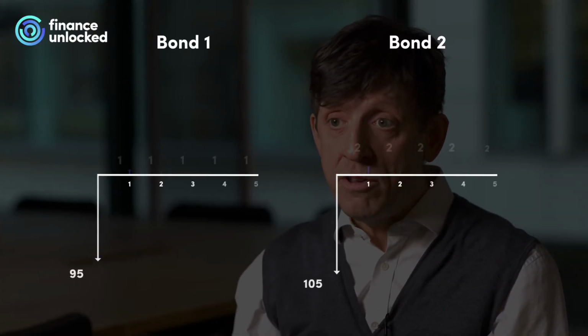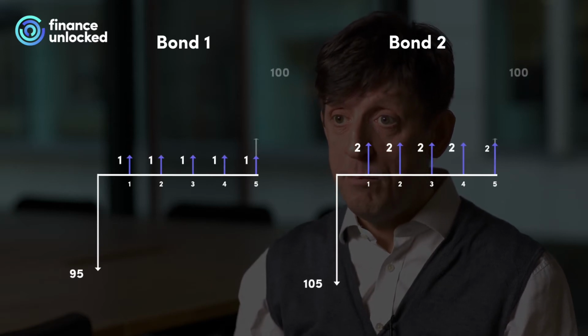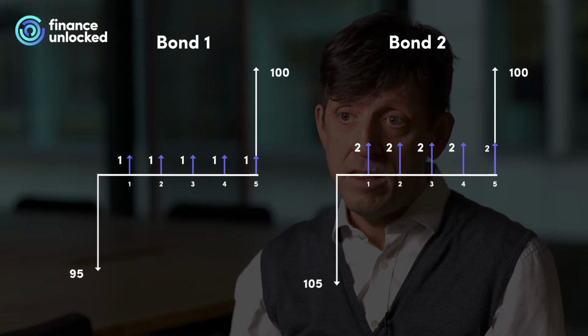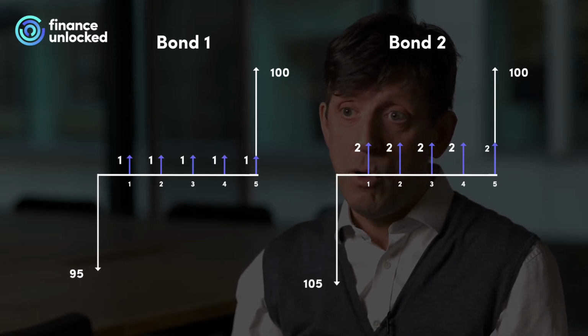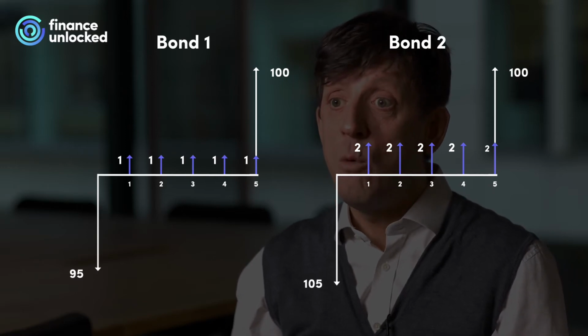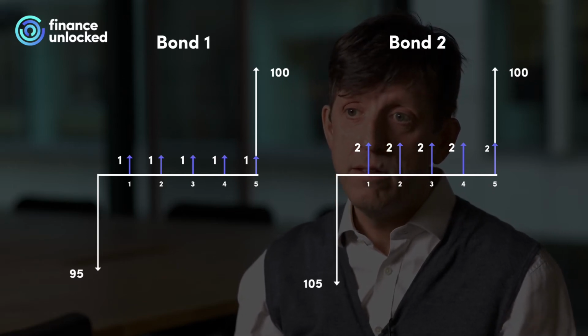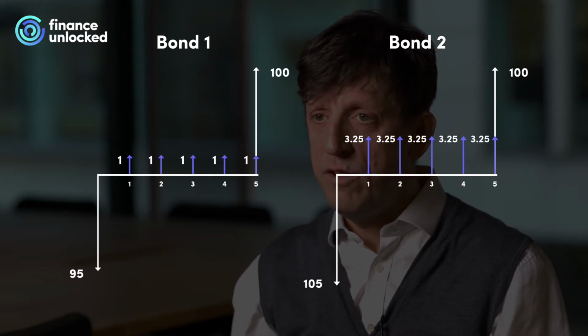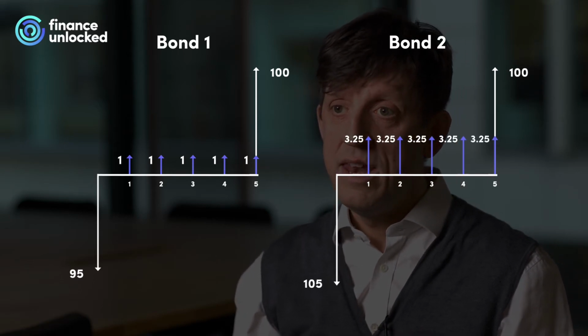Well, it depends what coupon you get. If Bond 1 pays a 1% coupon for 5 years and Bond 2 pays a 2% coupon for 5 years, it's going to be better to buy Bond 1. Buying Bond 2 would involve paying 10 more up front, but would only give an extra 1 per year for 5 years. But what if they have coupons of 1% and 3.25% per year? Now it's a bit trickier. And this is where yield comes in handy.